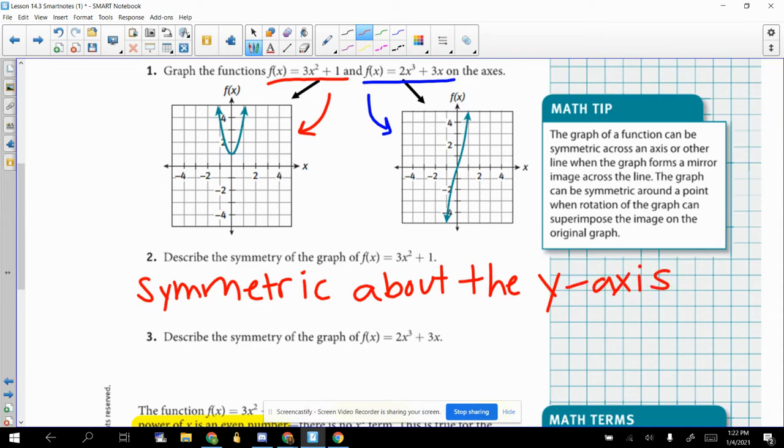Awesome. Okay, then if we take a look at number 3, it says describe the symmetry of the graph of f of x equals 2x cubed plus 3x. Okay, and what happens here is this shape is exactly the same as this shape. It's just kind of flipped over the x-axis and then also over the y. So what we call that is actually symmetric about the origin.